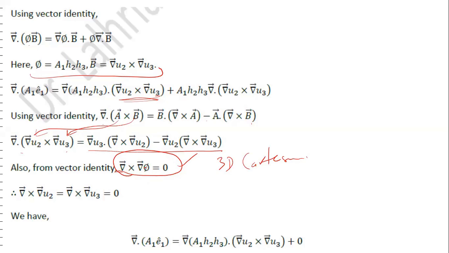So curl of gradient of phi is 0, and therefore curl of grad u2 and curl of grad u3 are 0. All right. So if they are 0, that means the second term over here will become 0. The second term is 0 here, and we only have the first term as this. The divergence of this is equal to this.